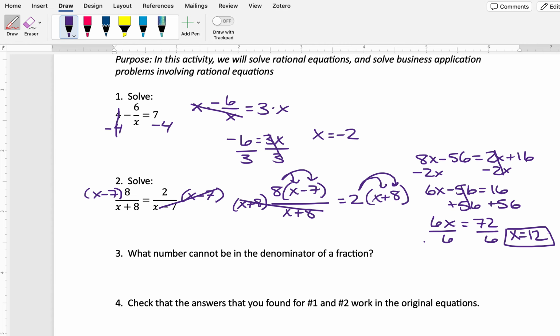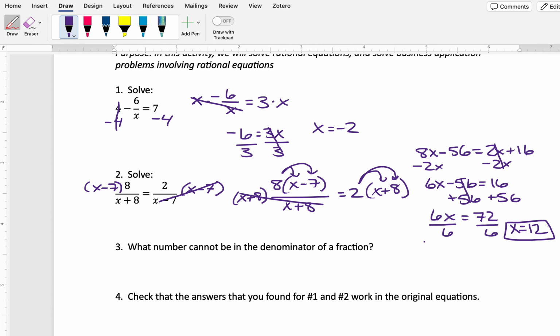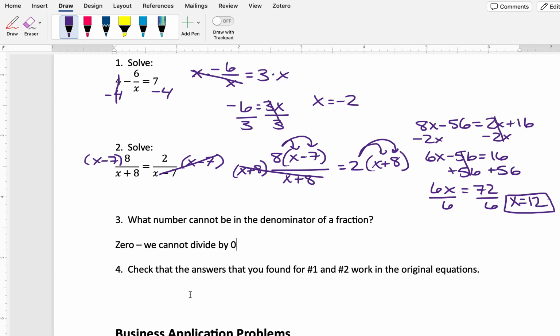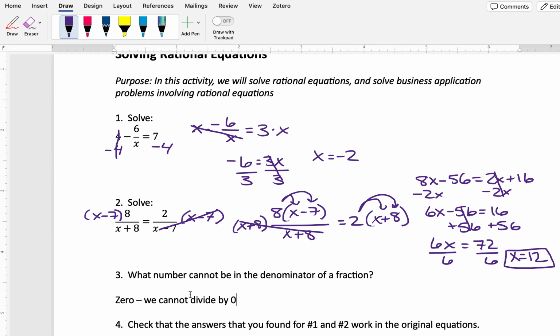Now there's a special thing that we need to be concerned about when we're working with these fractions that have variables in the denominator. We need to remember that there's a number that can't be in the denominator of a fraction, and that number is 0. We cannot divide by 0. So what we need to do is check that our answers work in the original equations. For number 1, I got an answer of x equals negative 2. x could be negative 2. I could have that in the denominator of the fraction. That would work.